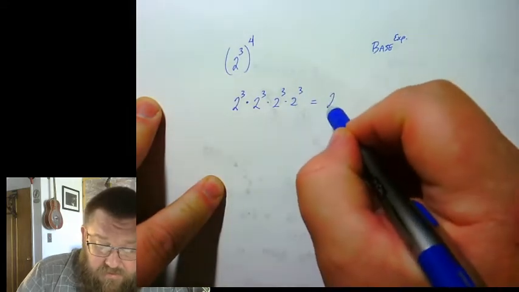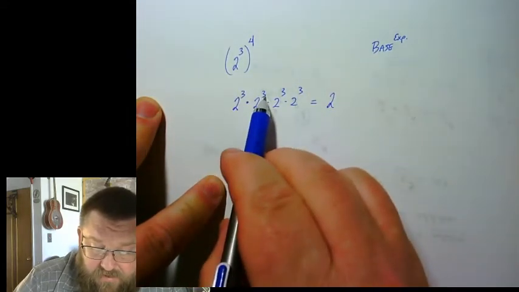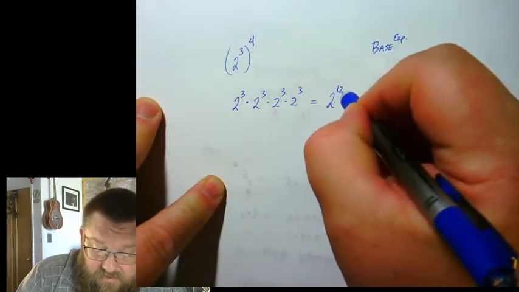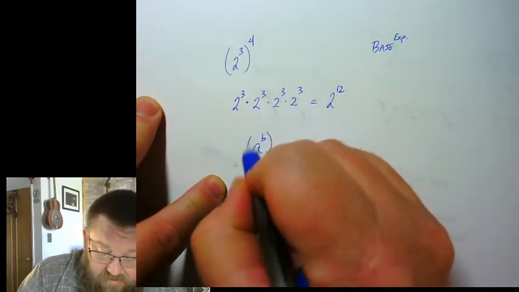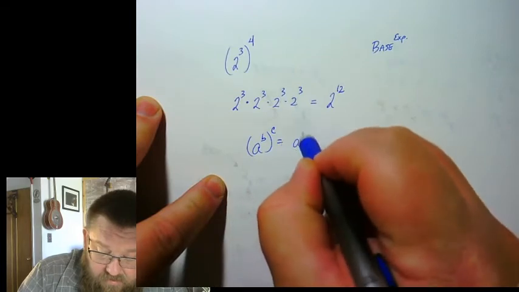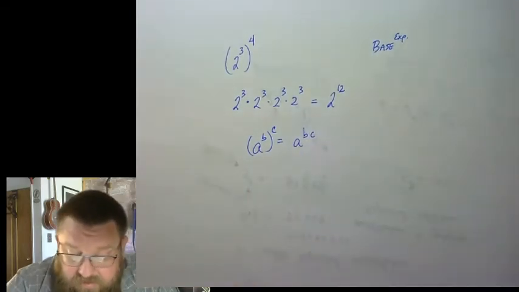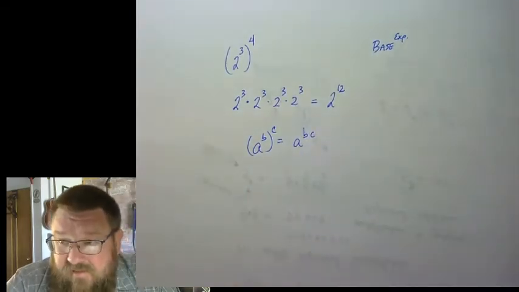So the base is 2. That'd be 3, 6, 9, 12. The rule, you see, is often like this. And that's absolutely true. That's how it works.